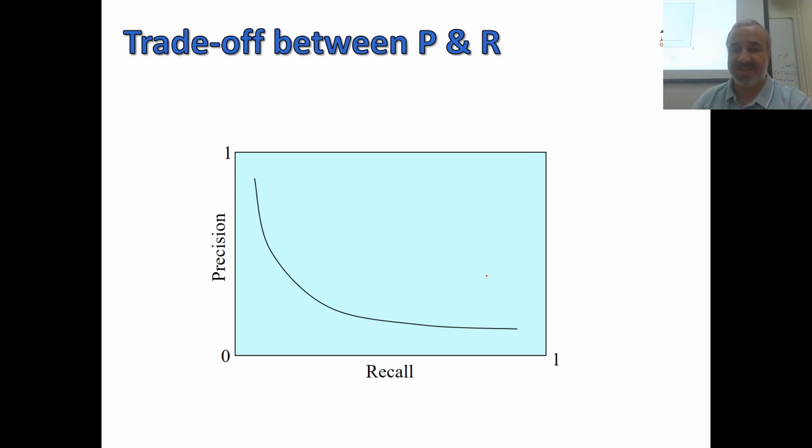And the trade-off, you can see it. Of course, this is just one example. It can be like this. As you increase recall, precision will decrease. But there are extremes, of course.